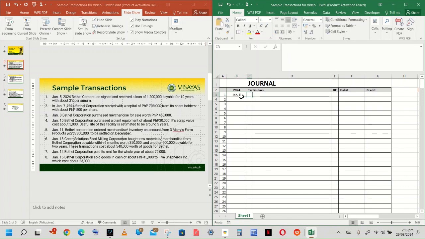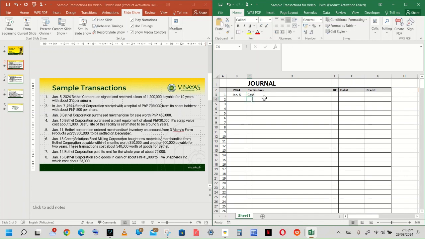For the particulars, we write it under this column. So these are two columns, C and D. I indented column D so that we are able to indent the credit accounts. For the first transaction, the first account that will be affected, of course, if a company receives money, is cash. So we write it here.